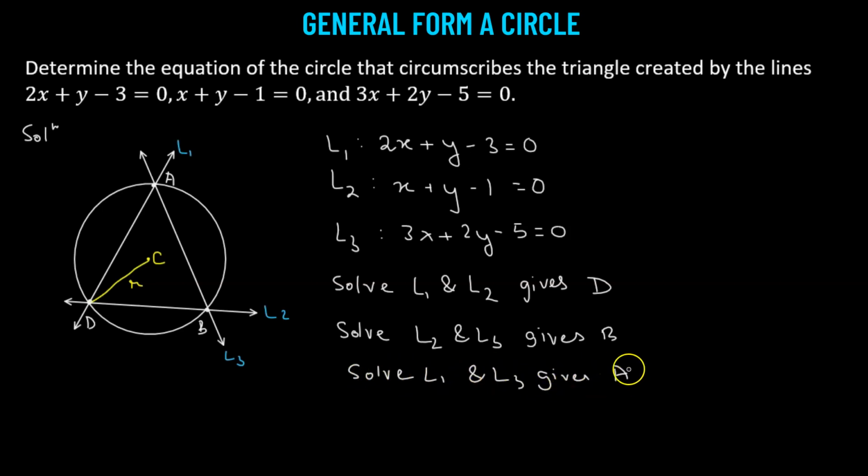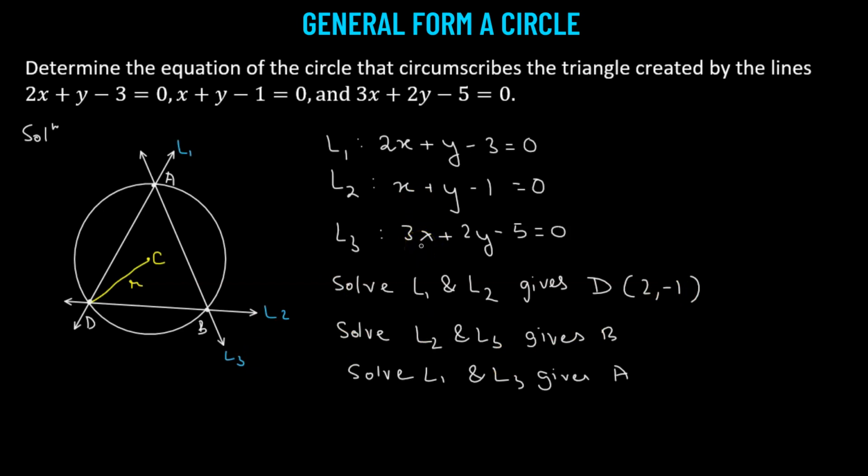Fine. That's a very simple task, because if we are solving line 1 and line 2, what we have here is a simultaneous linear equation in two variables. We can solve for L1 and L2 to get the point D. Stating the values here, we get 2, negative 1. That means the value of x comes out to be 2 and the value of y comes out to be negative 1.